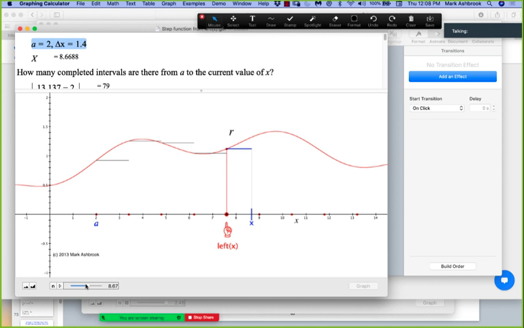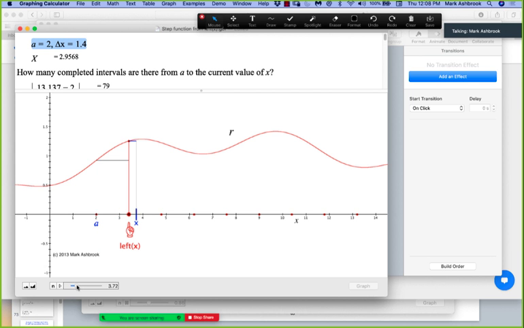I'm just going to do it manually here. So here I have, you can see up above, A is 2. Starting value of x is 2. So that would be back here. It's a star, so that's kind of like where we're going to start accumulating from. My delta x is 1.4. And then this big X up here is the current value of x.